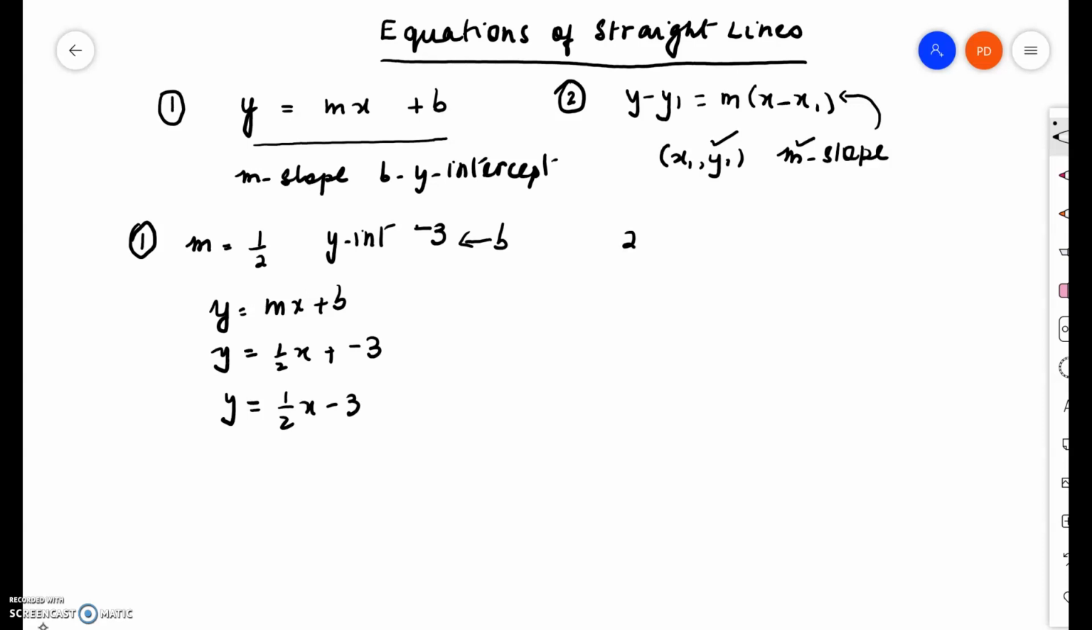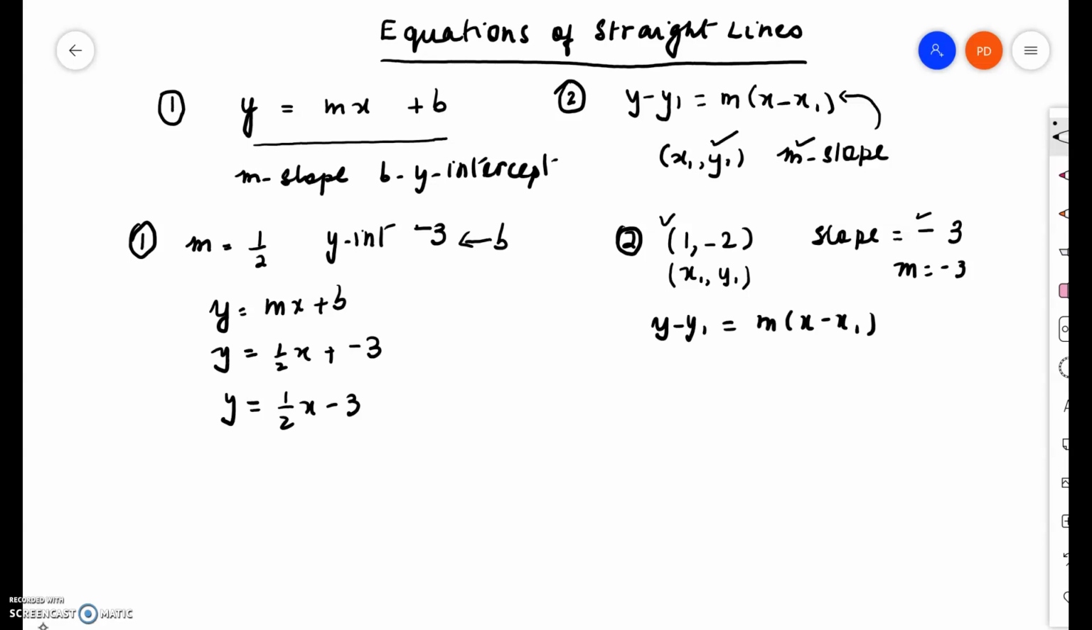Now suppose I give you a point on the line, 1, -2, and the slope, which is equal to, let's say, -3. If we know a point through which the line passes, we can call it x1, y1. The slope m is -3. So a point is given and the slope is given. We can write down the equation of the line using the point-slope form. y minus y1 equals m times x minus x1.